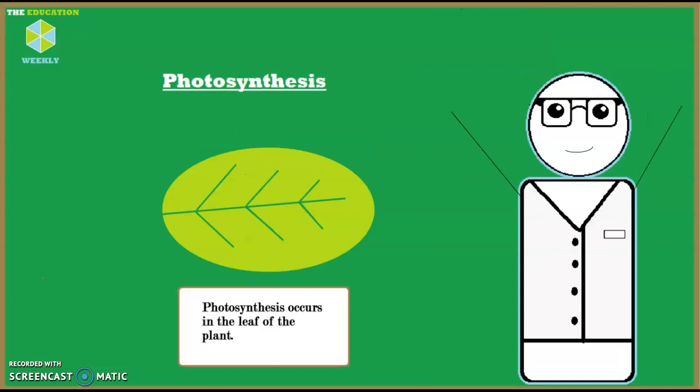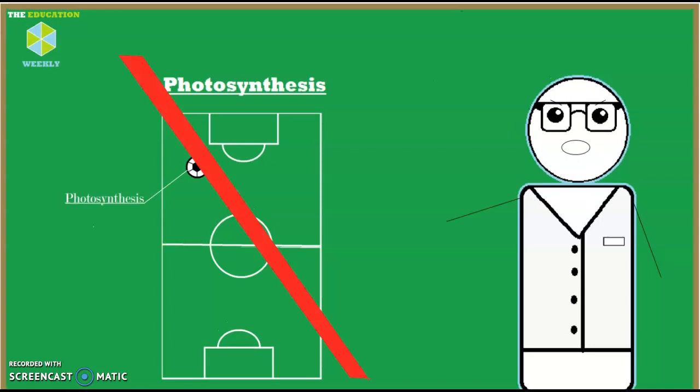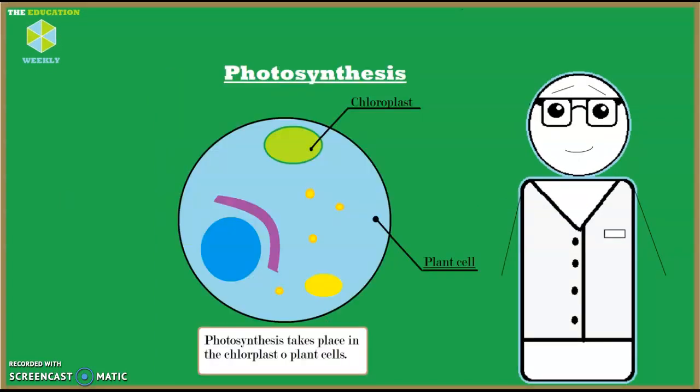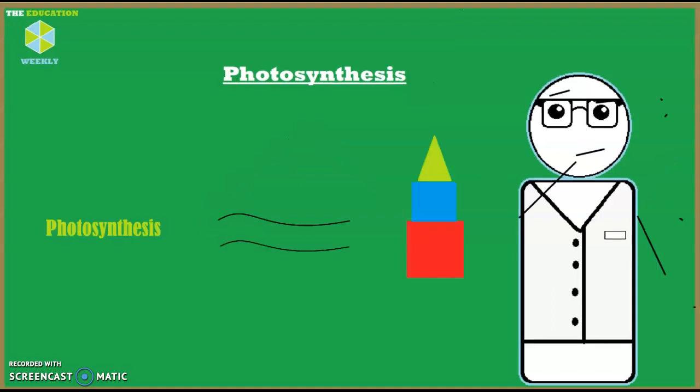Well, to understand photosynthesis, we first need to know where it happens. Photosynthesis occurs in the leaf of the plant. Inside of the leaf, inside of the soccer field, and in the soccer ball, is where photosynthesis occurs. Hey, wait a minute, that's wrong. Inside of the plant cells in the leaf of the plant, inside of the chloroplast is where photosynthesis takes place. Well, now we know where it happens, but what is photosynthesis?